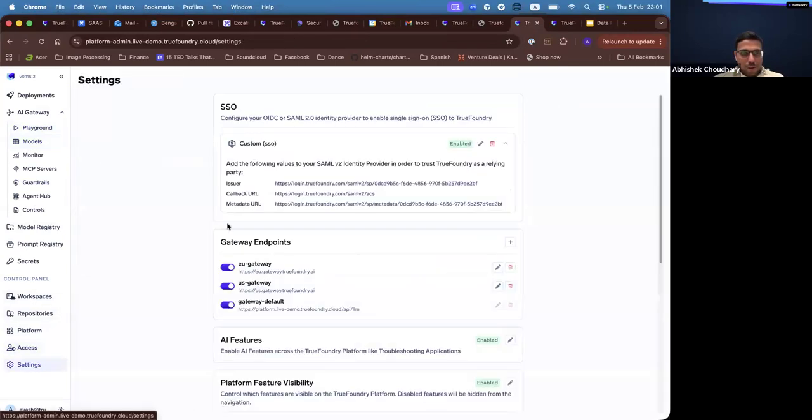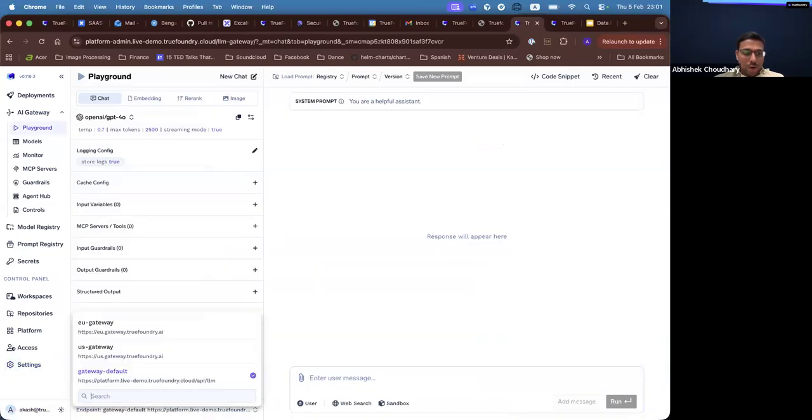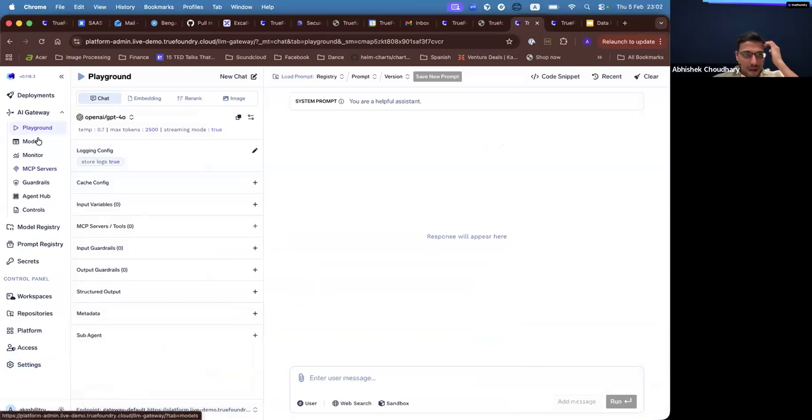Then you can also have different gateways in different regions. For example, I have three gateways here: one EU gateway, one US gateway, and a default gateway, which is like a global gateway. But you can have as many different gateways as you want. You can decide which gateway you want to talk to. You'll get this drop down right here for which gateway you want to talk to.